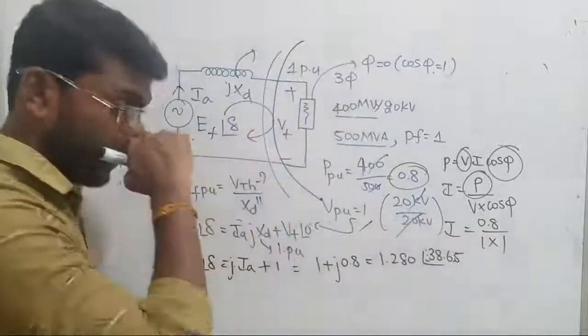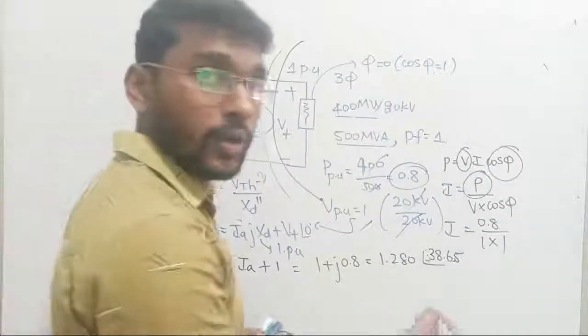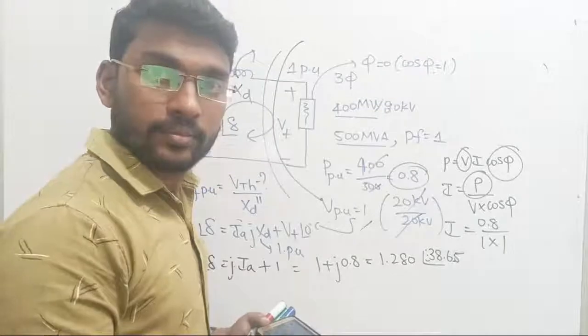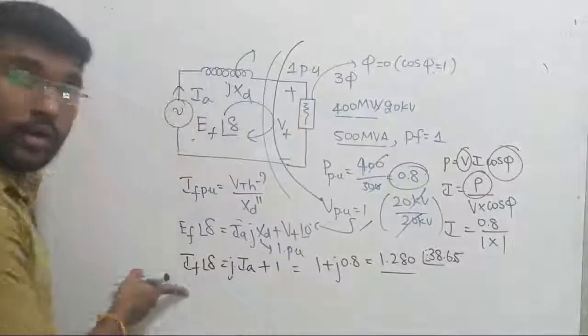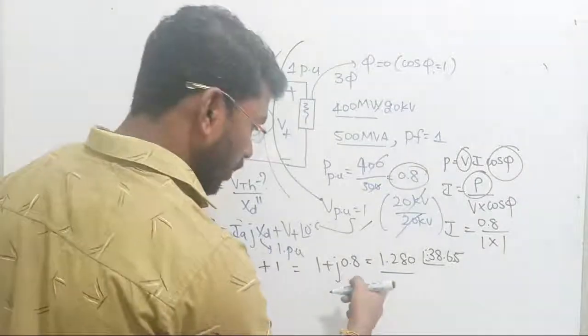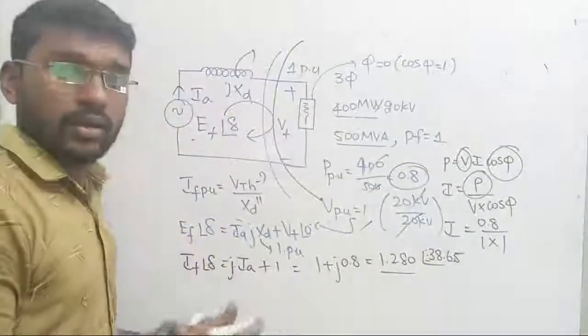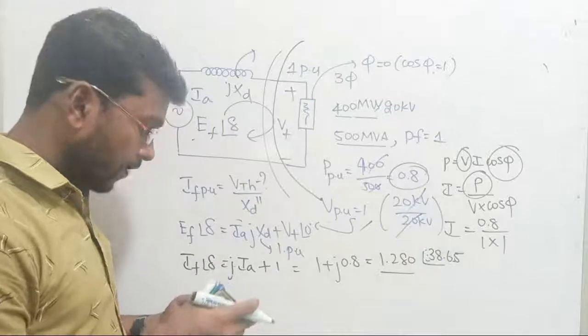That is the value of del. It is over now? Yes, it is over. Did everyone put in the answer? Anyway, what is the value of faulty current? Faulty current is 1.28. Clear? So once you know the value of faulty current, then what are we going to do?